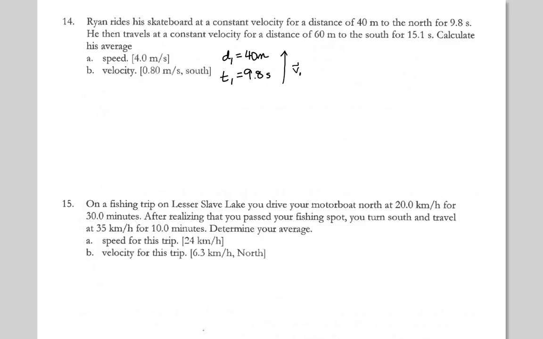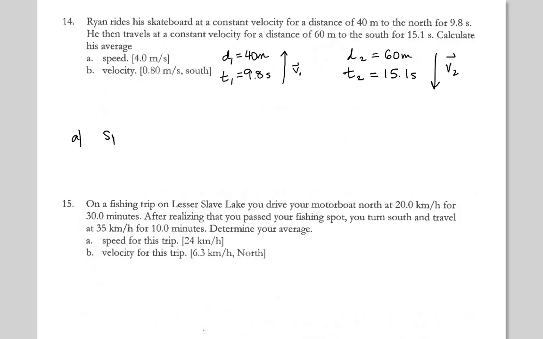He then travels at a constant velocity of 60 meters to the south. Let's call this D2. 60 meters to the south for 15.1 seconds. So T2. Okay, and here's your V2. So he went south. Okay, calculate speed and velocity.